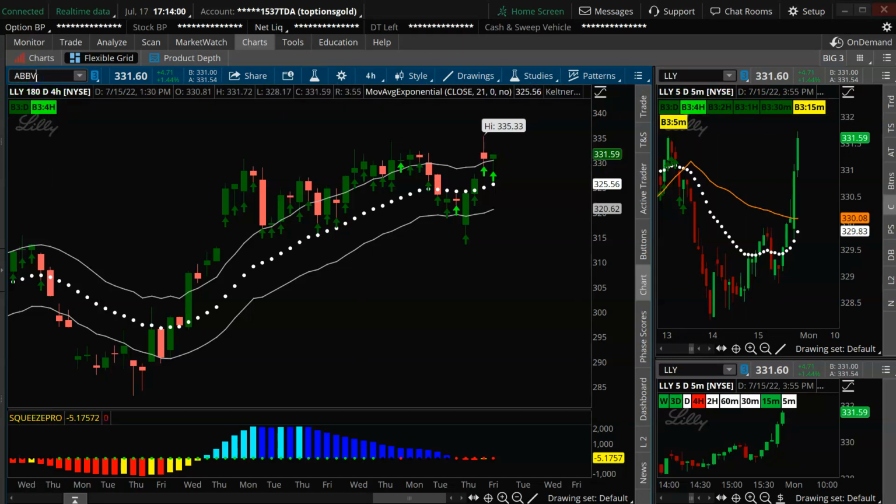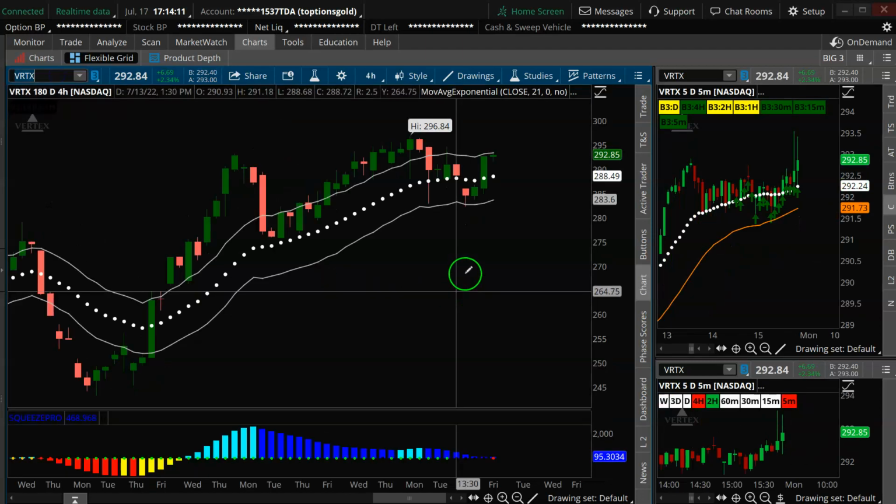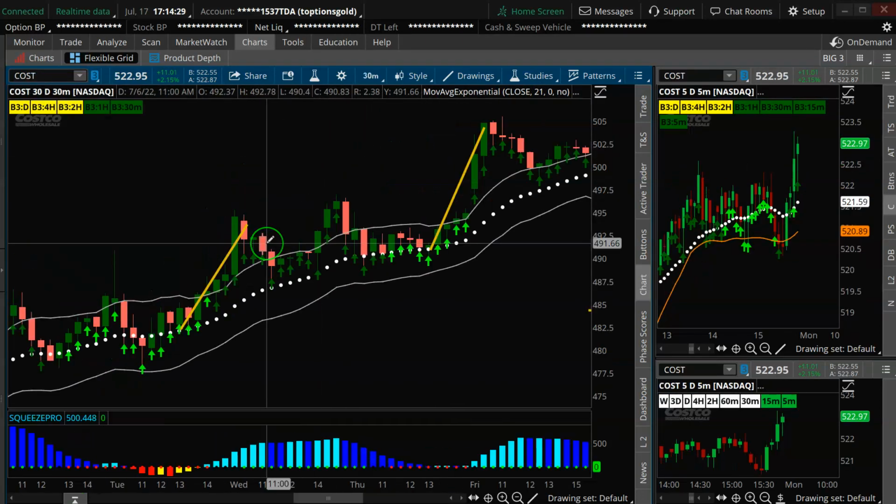Then we've got ABBV. A couple brand new 4-hour buy signals. And then last but not least, guys, we have VRTX. 4-hour squeeze, 4-hour buy signal.